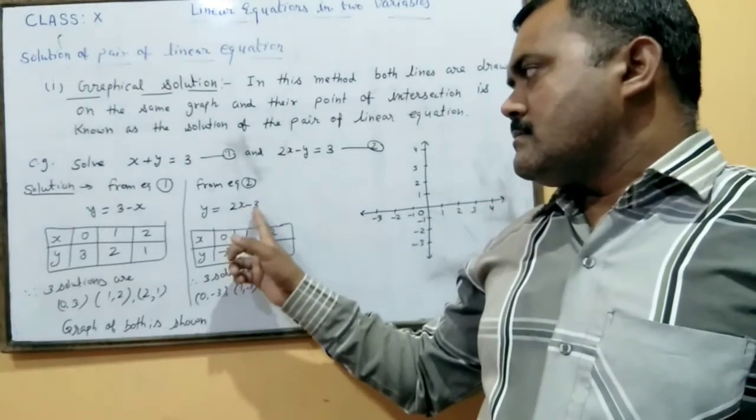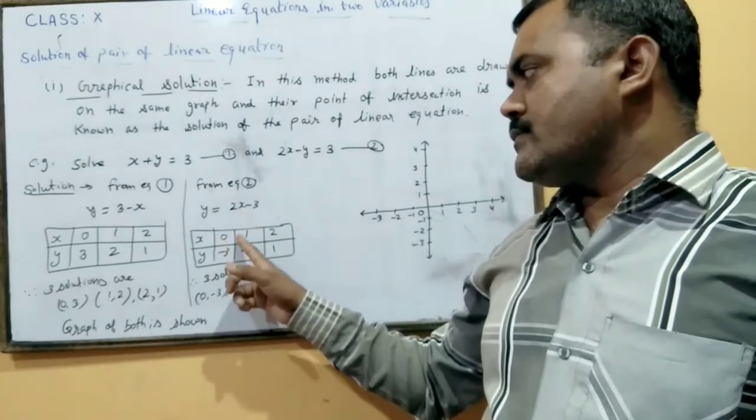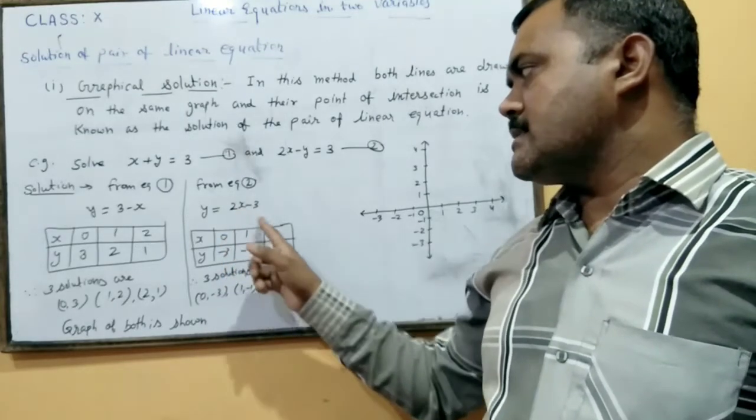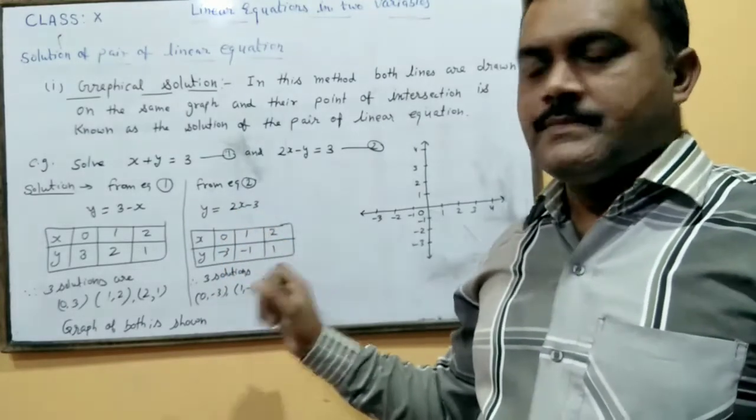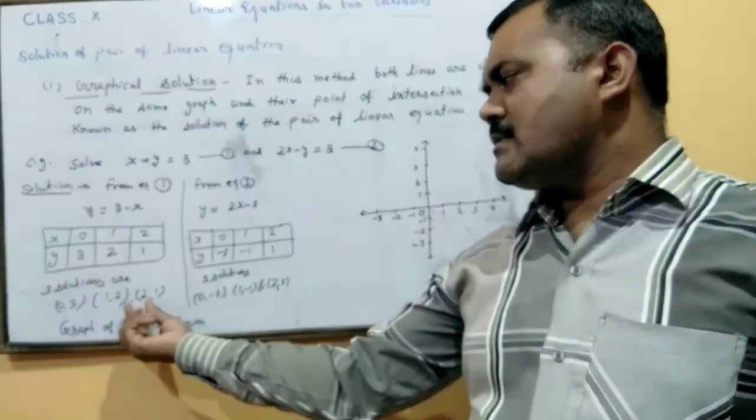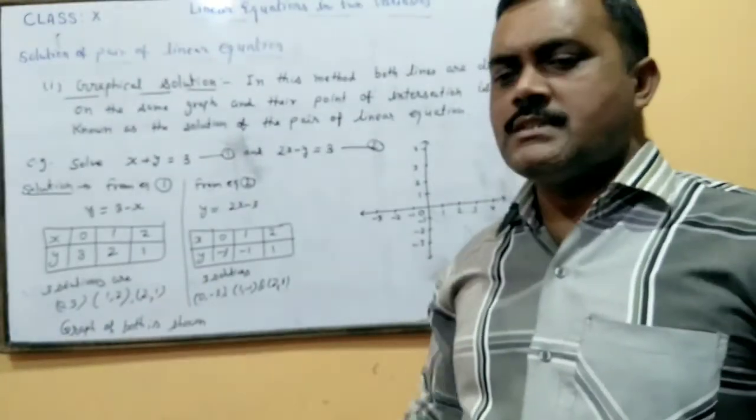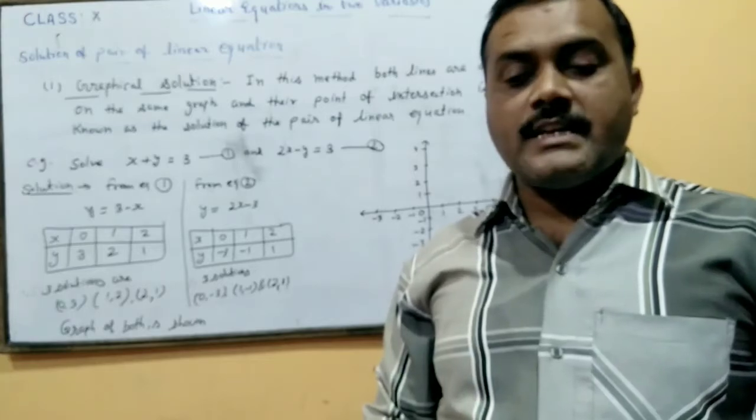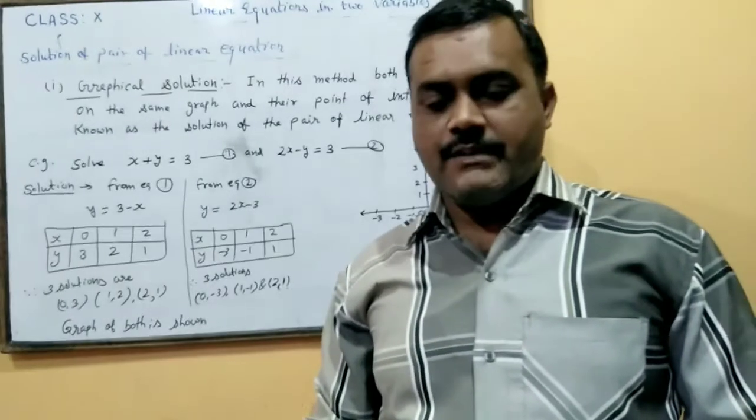x is equal to 0, so I got minus 3. x is equal to 1, so 2 1s are 2, minus 1, and x is equal to 2, so 4 minus 1, that is 3. So here are the three solutions. You can observe this will be the solution because this is the common point, but we will draw the graph and then we will find what is the solution of this equation.